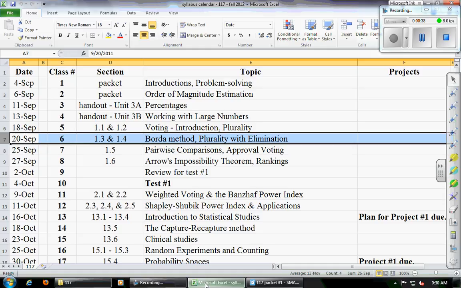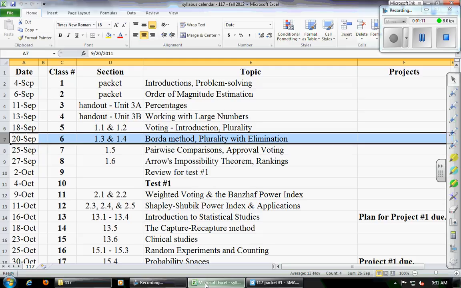This class will actually learn 2 new ways to try to decide who wins an election. Most elections that we conduct here in the United States use a plurality method of voting, which means you just vote for your first place person, and whoever gets the most votes wins, and that's it. Today we talk about the Borda method and plurality with elimination, 2 other ways to try to decide who wins an election given all the preference ballots that you turn in. Next class, we do another couple of different voting methods, and then we kind of wrap things up in the 3rd class from now.